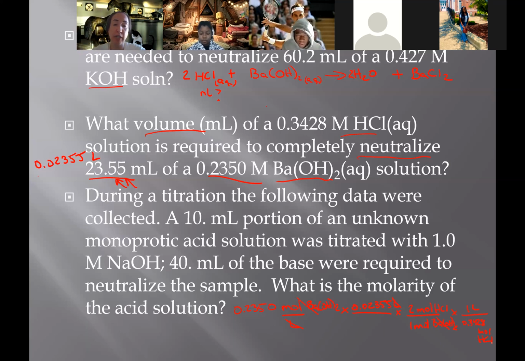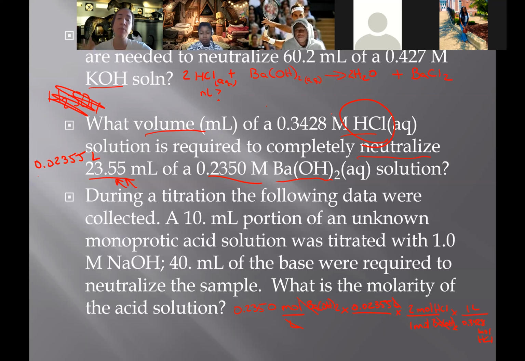So during a titration, the following data were collected. A 10 ml portion of an unknown monoprotic acid. They don't even tell you what it is, right? So what does monoprotic mean? 1 proton? So would it be something like H2SO4? No, that would not be a monoprotic. That would be a diprotic acid. This is an example of monoprotic acid, but it doesn't matter who it is. They just tell you any monoprotic acid, right?